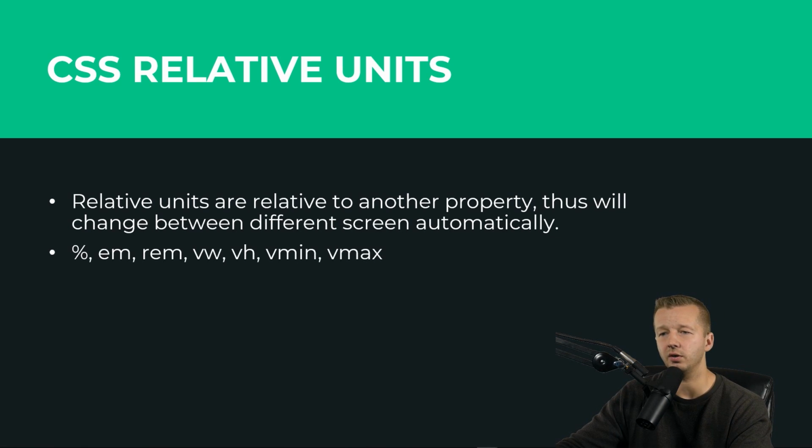Examples of these are the percentage, which is the most used, I would say, of relative units. EM and REM as well. These are specific to typography units and scaling up your type. You have VW and VH for viewport width and height, as well as viewport minimum and maximum.